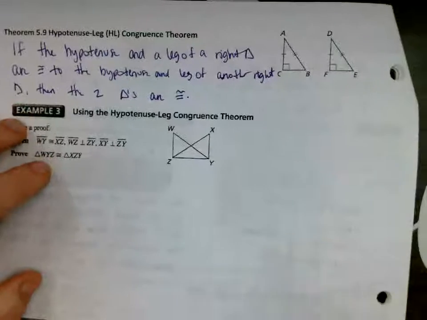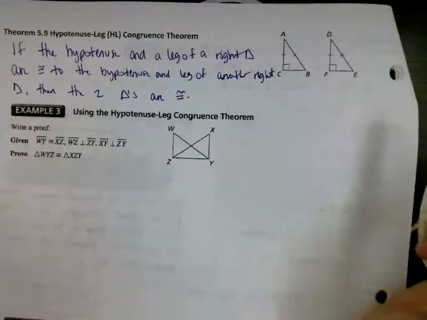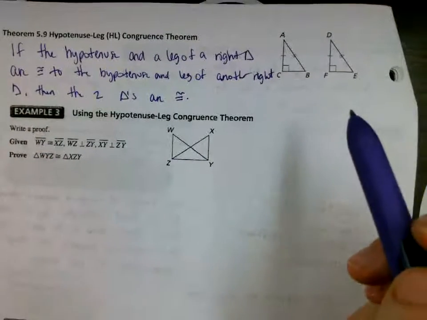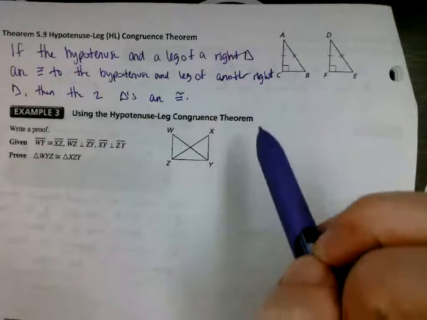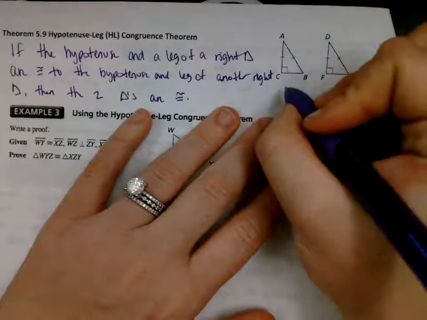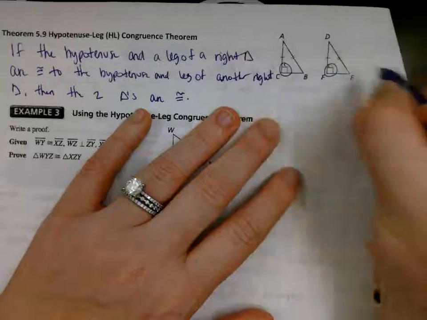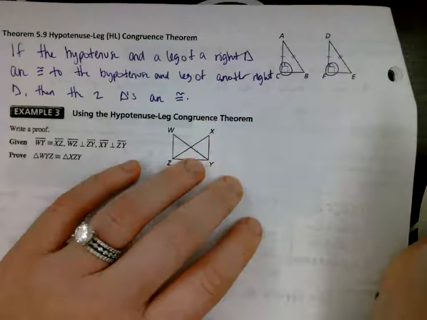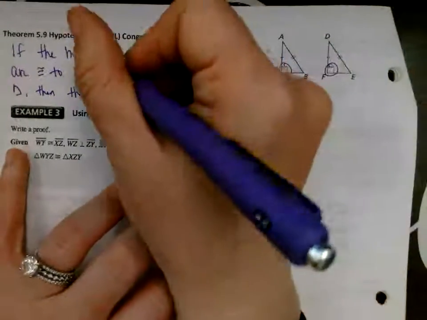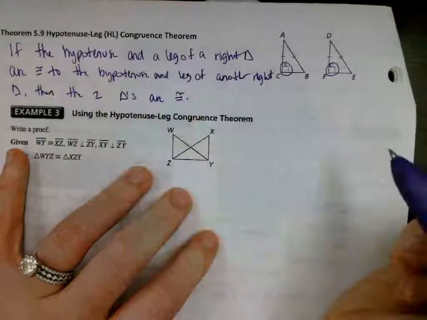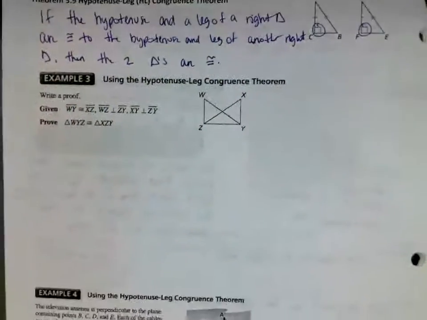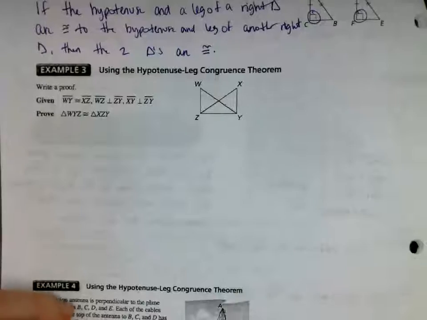Okay, so only when it's a right triangle can you technically use side-side angle or angle side-side. Okay, and that angle has to be 90 degrees. Okay, it has to be a box there. It's the only way that works. And what we call it is HL, or hypotenuse leg. Okay, so in example 3, using the hypotenuse leg congruence theorem, write a proof.